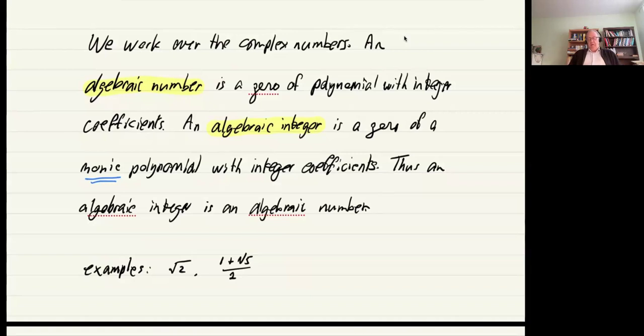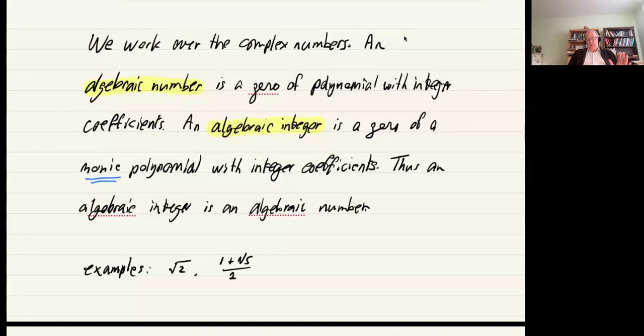Now, we need to be a little bit careful. You can't always tell by staring at the expression for a number whether it's an algebraic integer or not. So you look at root 2, it's a root of t squared minus 2, fine. But 1 plus root 5 on 2 is also an algebraic integer. Now, 1/2 is not an algebraic integer. We'll see that a rational number is an algebraic integer only if it is an integer. But the point is you can write down a polynomial. I think it's like t squared minus t plus 1, which will have these as roots.